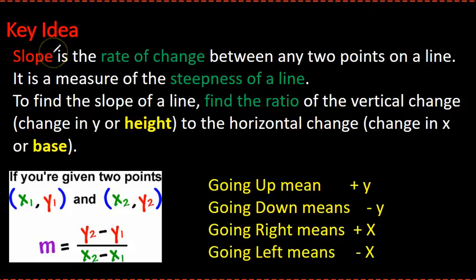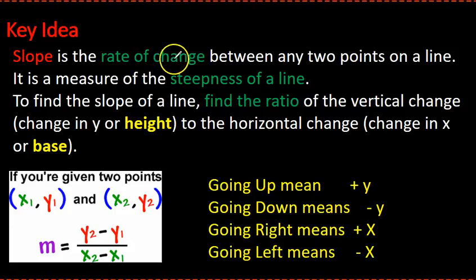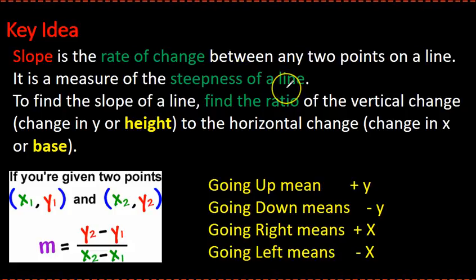What is a slope? Well, a slope is the rate of change. When you think about rate, you think about ratio. The rate of change between any 2 points on a line. It can also be thought of as the steepness of the line, how steep the line is.